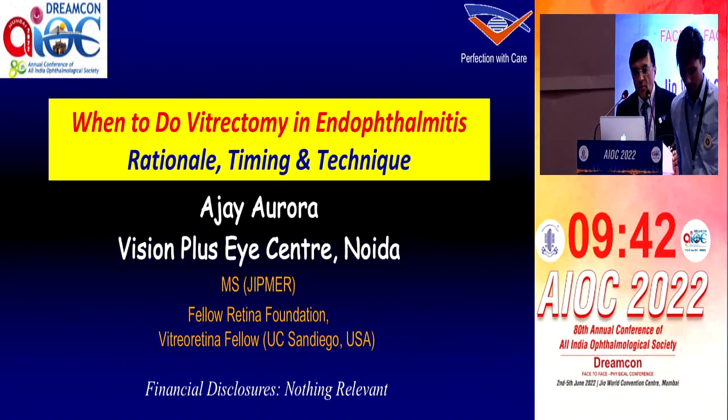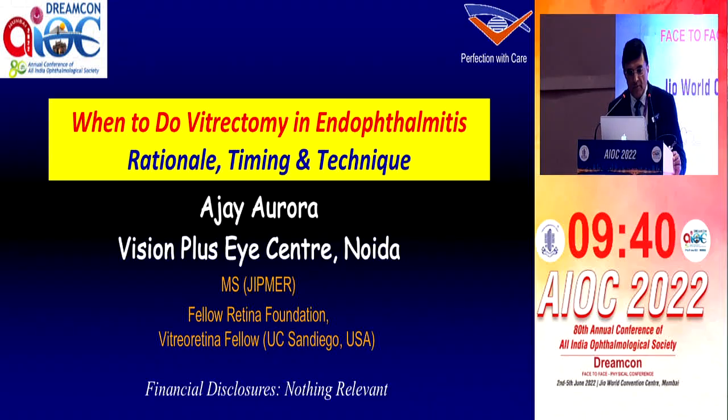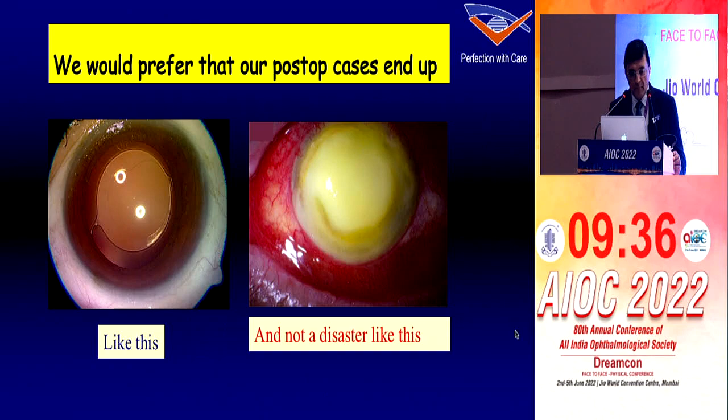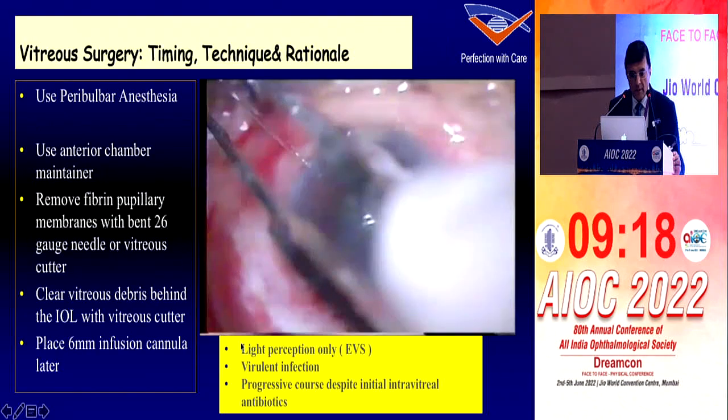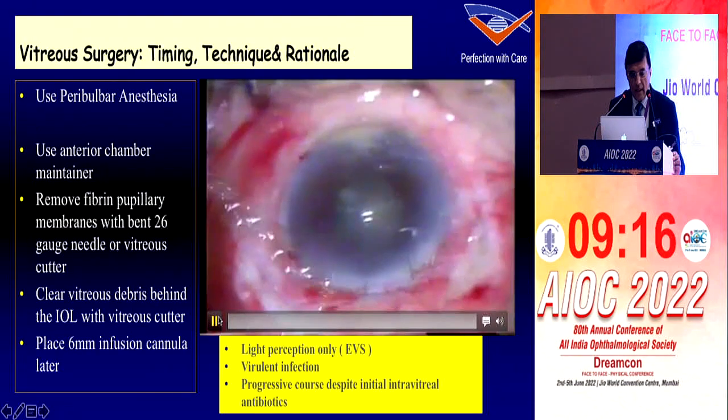So, surgical management of endophthalmitis: when do we do vitrectomy in an endophthalmitis case? We don't want our eyes to end up like this. We would definitely want a surgical outcome like this. The aim of my presentation is to understand the indications for pars plana vitrectomy, how much vitrectomy we do in a case of endophthalmitis, and what one should avoid doing in a vitrectomy. So I'll rapidly run through.